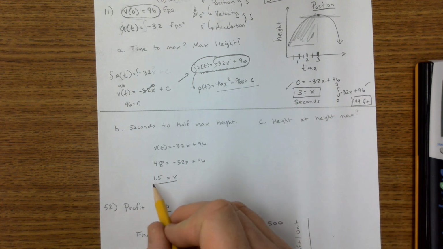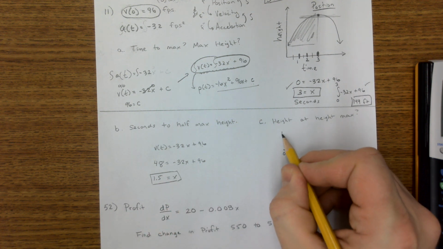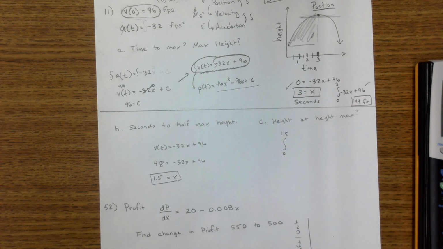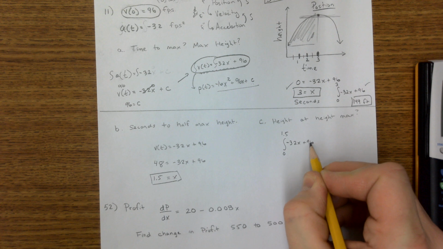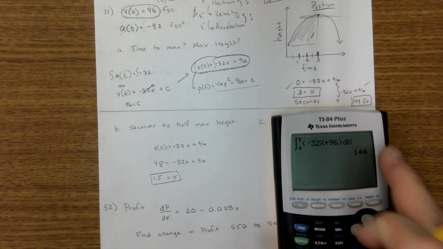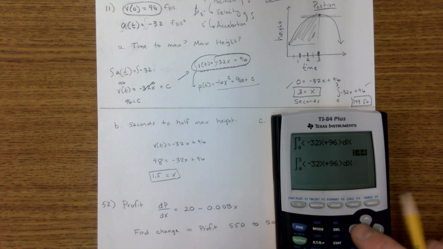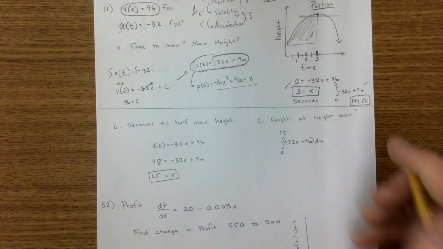For part C, what is the height now? Well, 0 to 1.5. And you integrate this one. Should put the dx there. And I did it. And you have this. You can just go and change this. See, can I get back over there? Sure. 1.5. And it's 108 feet.